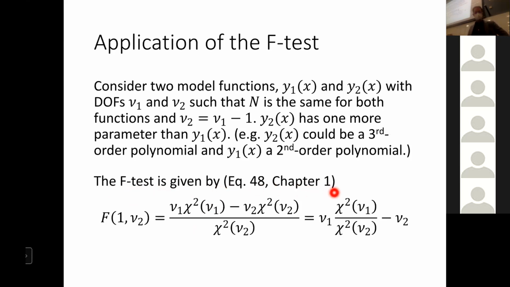We're not going to go into the detail of deriving that. We don't have time in this course, but the F parameter, if you change the number of degrees of freedom by 1, then there's this function F of 1 comma nu2, and that is defined like this. It's the number of degrees of freedom for fit model 1 times the reduced chi-squared for fit model 1 divided by the reduced chi-squared for fit model 2 minus the degrees of freedom in fit model 2.